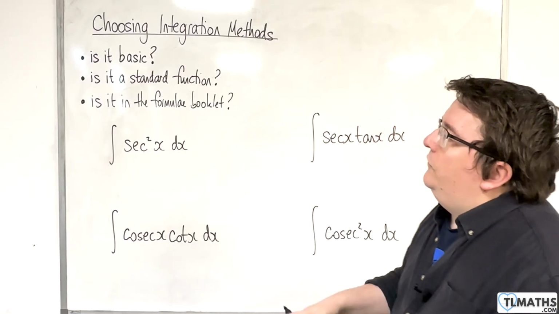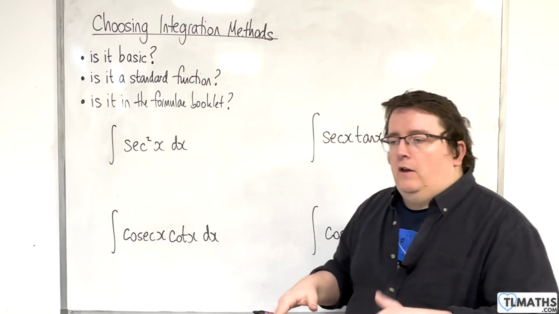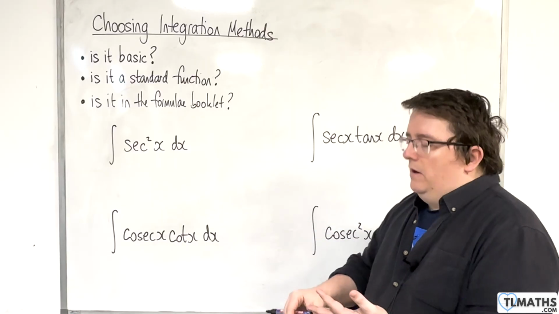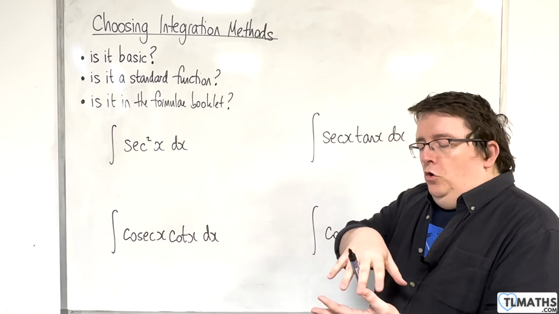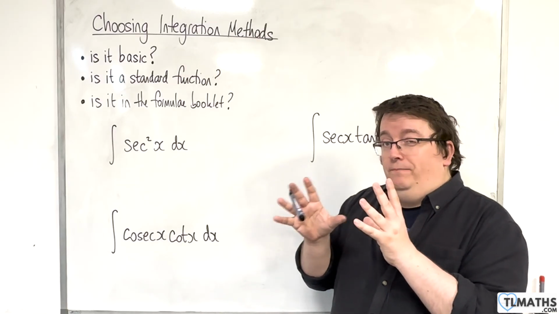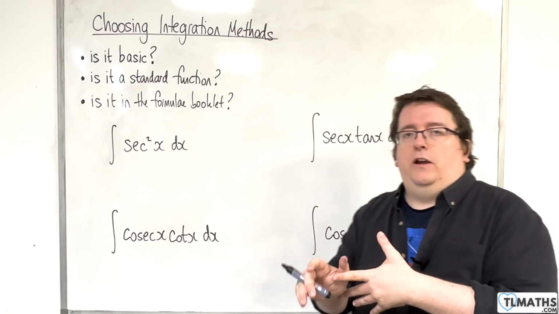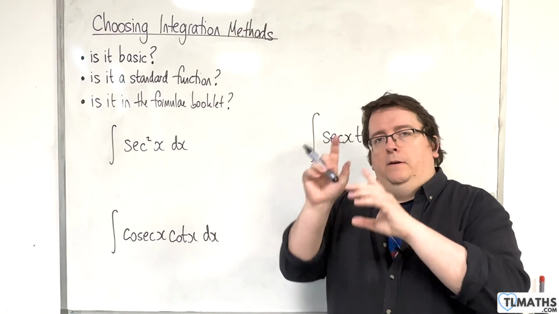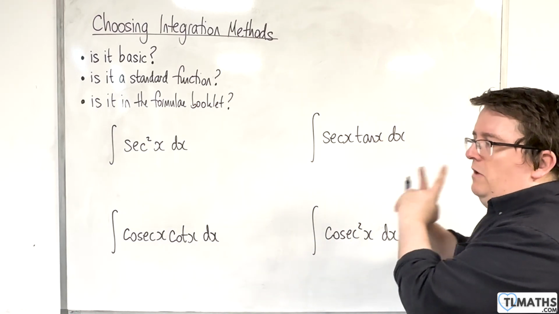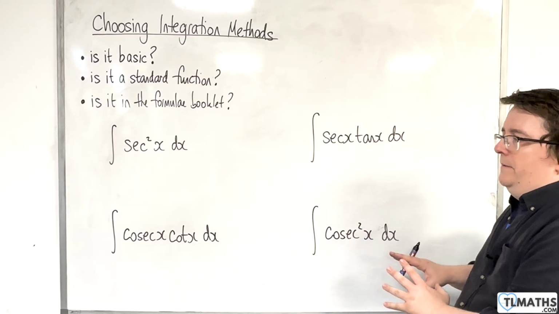Now the next question is, is it in the formula booklet? If you look in your formula booklet, regardless of whether you're doing AQA, Edexcel, OCR-A or OCR-B MEI, you have a little table that probably says differentiation. So it shows you how tan, sec, cot and cosec differentiate. Because you know how they differentiate, that also means you know how these integrate. Okay, so these are the answers to that.